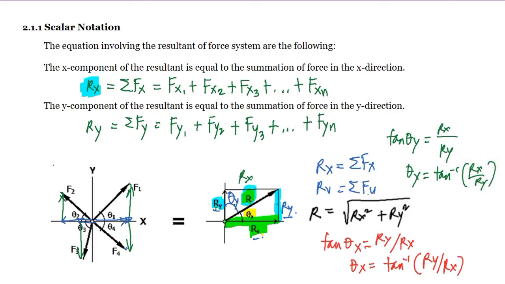Another option for that is, if we already computed for the value of theta x, just subtract the theta x from the 90 degrees here. And since they are just complementary angles, we know that the theta y is just equal to 90 minus theta x without doing this computation here.